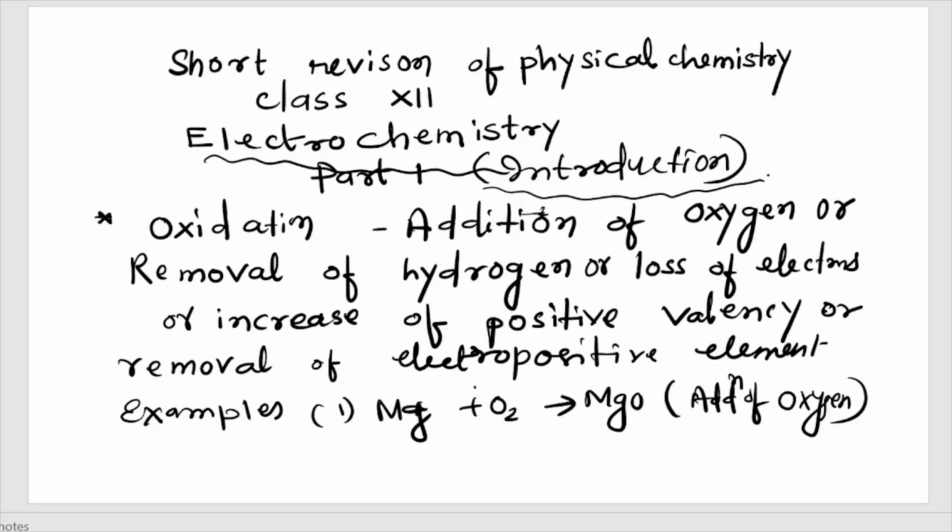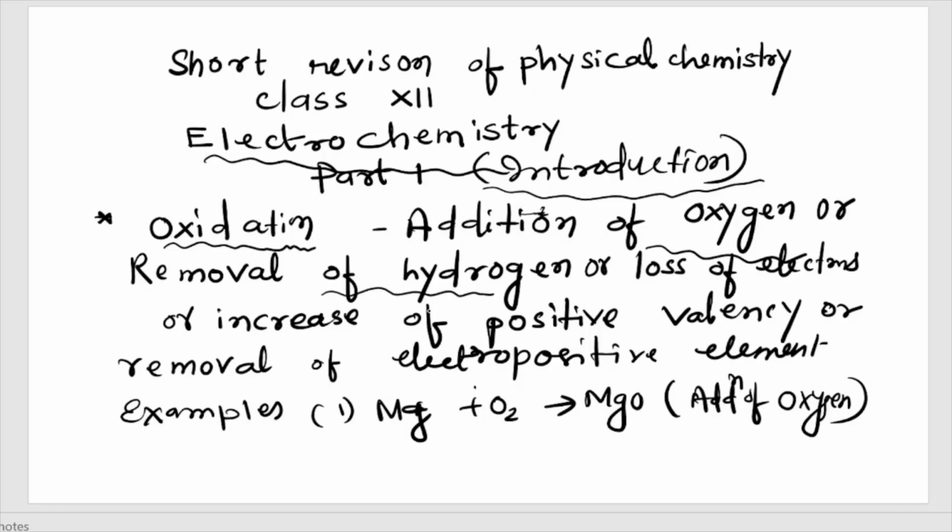First you will see what you read in 11th class. Remember your 11th class redox chapter. Here first is oxidation. What do you mean by oxidation? There are so many definitions. So the meaning of oxidation is addition of oxygen or removal of hydrogen. If oxygen is added or hydrogen is removed, then it is called oxidation.